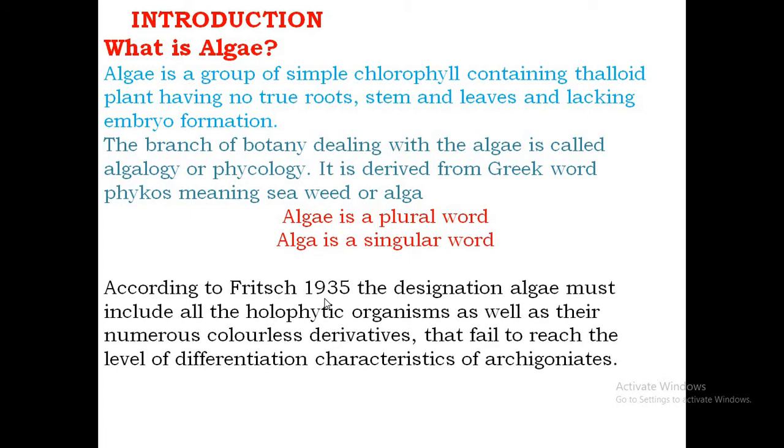According to Fritsch 1935, the designation algae must include all the holophytic organisms as well as their numerous colorless derivatives that fail to reach the level of differentiation characteristic of archegoniates. Father of modern algology of India: M.O.P. Iyengar.